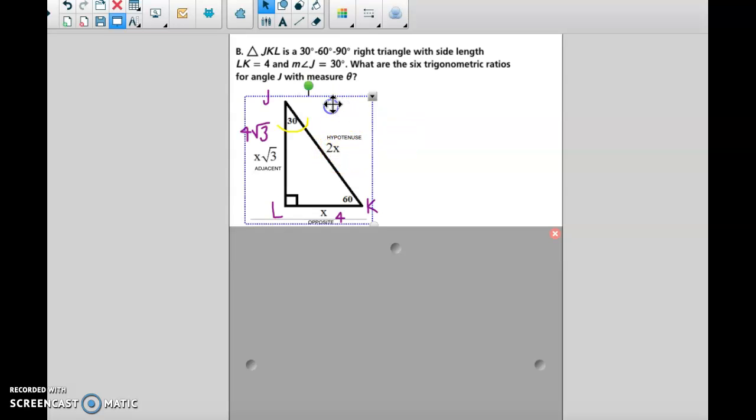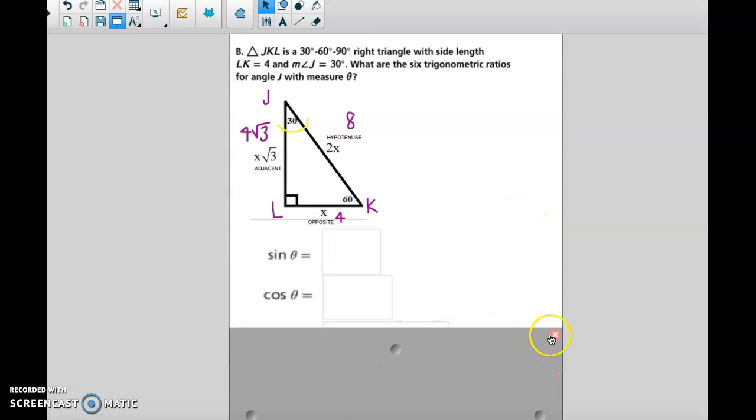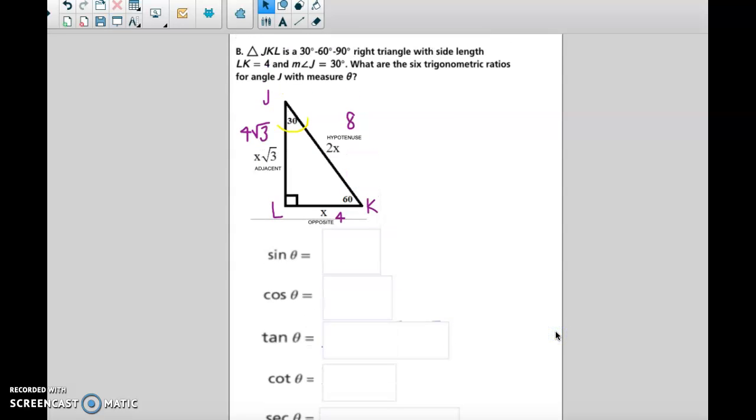I have a little 8 somewhere. There we go. Okay, it's going to be 8. I'm going to use that. I know those 3 sides are those 3 side lengths, and now I can write my 6 trig ratios. Okay, so sine of theta, I know sine, so cah-toa, opposite over hypotenuse. 4 over 8 simplifies to 1/2.